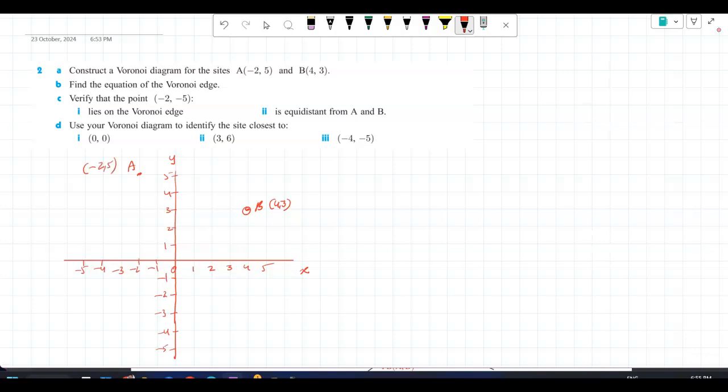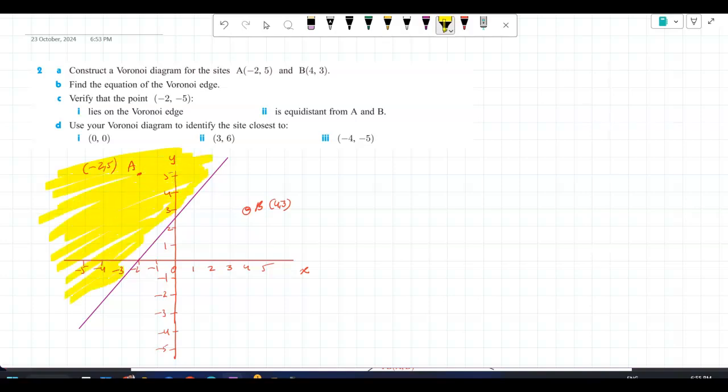Now, how do you construct a Voronoi diagram? You draw it in such a way that it is a perpendicular bisector. This is the edge you will draw here. Anything falling in this area is closer to A. Anything beyond this line is closer to B, basically.